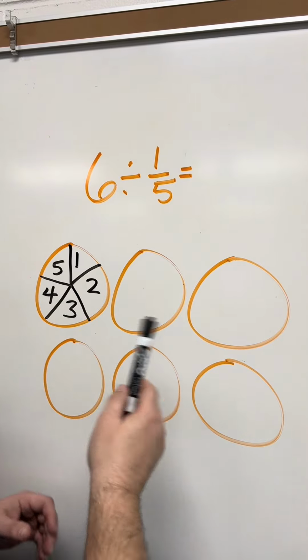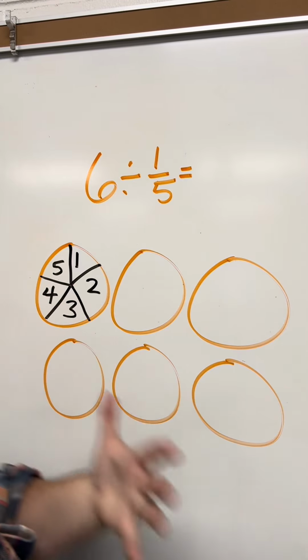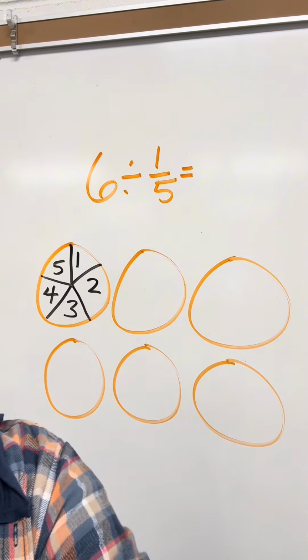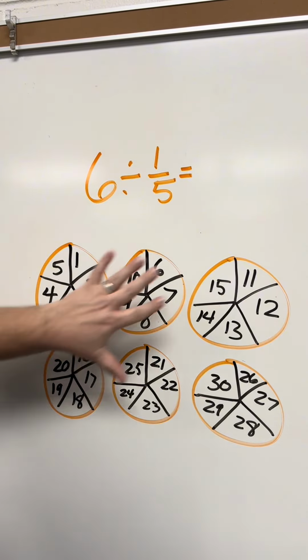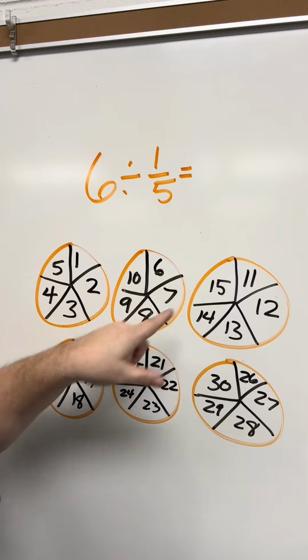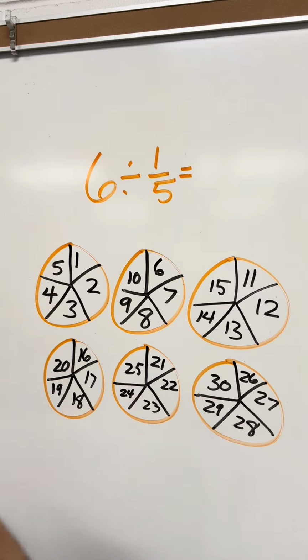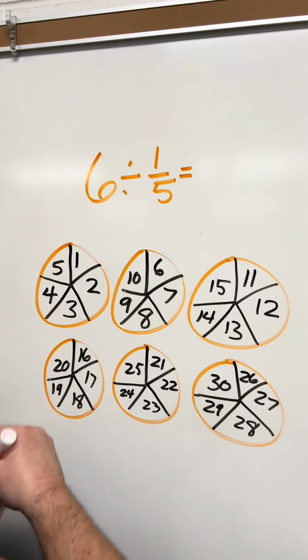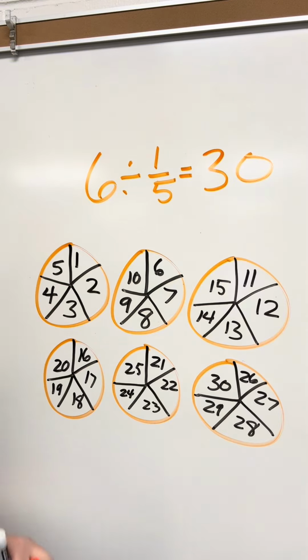So if we start with our first pizza, if we cut it into fifths, we're going to have 5/5, because 5/5 make one whole. And the same is going to be true for each of our pizzas. Each pizza will give us 5/5. So 6 divided by 1/5 means 5, 10, 15, 20, 25, 30 slices altogether. That's how we get our answer. So 1/5 appears within 6 30 times.